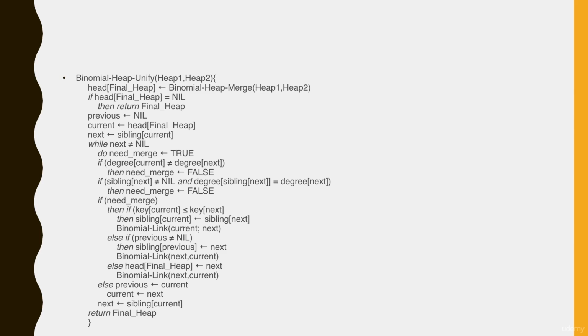The first property applies to individual trees and so is preserved by the merging operation. As long as binomial link is called with the arguments in the correct order, the first property will never be violated. The second property is restored by repeatedly merging trees whose roots have the same degree.